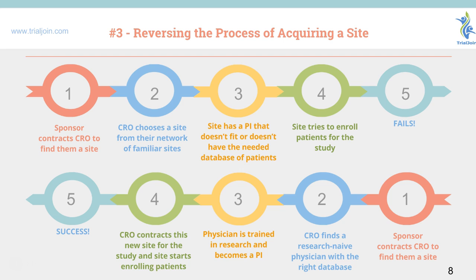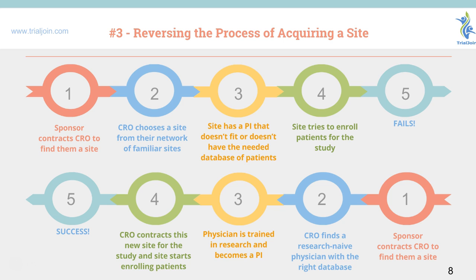And so we mapped out just a little bit of how the process of acquiring a research site will go. Usually the sponsor contracts the CRO and the CRO chooses a research site. The research site should have a PI that fits the study, and then enrolling patients into the study is the most important thing once you lock down a study. So if this fails, then usually the sponsor will contact the CRO to find them another site. The CRO will find another PI that does have the database.